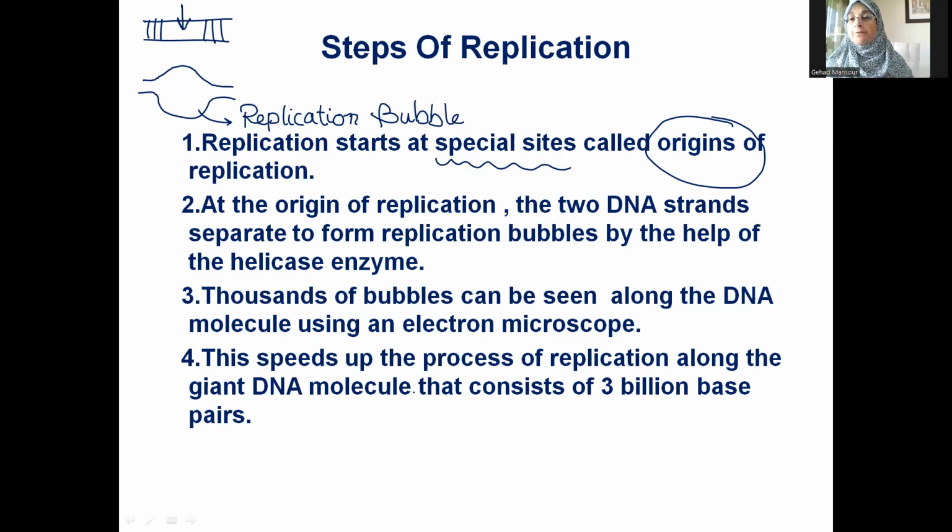And this makes the process of replication speedy, because the DNA molecule is a giant molecule that consists of how many base pairs? Say, for example, I have a base pair like this on the DNA molecule, say, adenine and thymine, or guanine and cytosine. How many of these do we have? 3 billion base pairs arranged along the length. 3 billion means 3,000 millions.